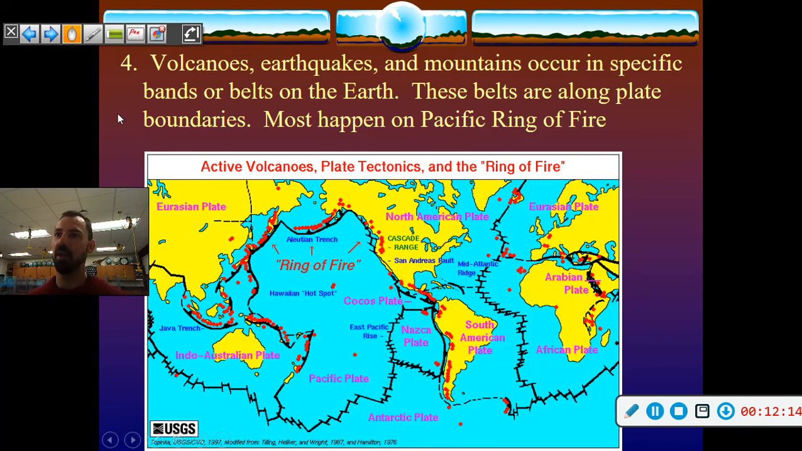Okay, so volcanoes, earthquakes, and mountain ranges also occur in specific bands or belts on the Earth's surface. These are along plate boundaries. Most are going to be on the Pacific Ring of Fire. That's where you have most of the volcanic activity. That's why they call it the Ring of Fire. But earthquakes and volcanoes also happen in those same areas. They're all closely associated with each other.